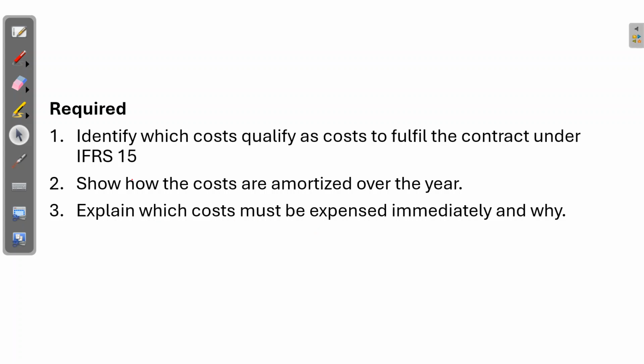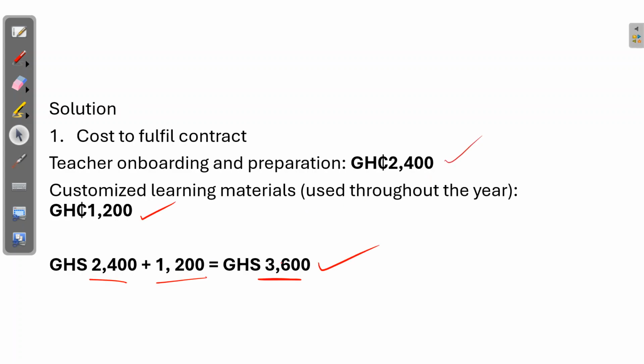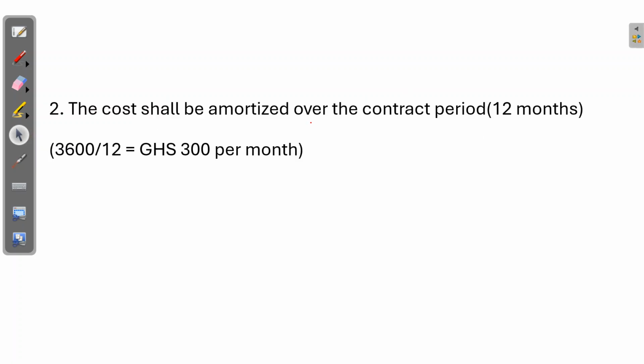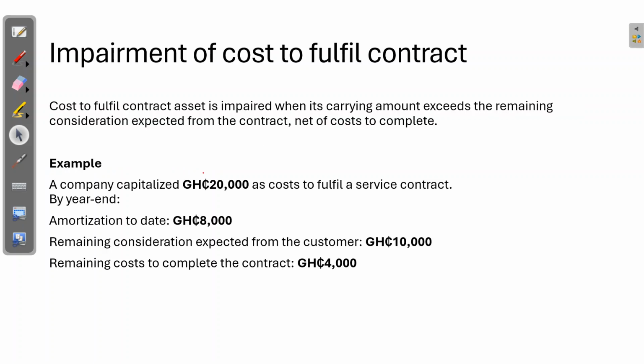Number two, show how the costs are amortized over the year. So we are going to capitalize this 3,600, but we need to amortize it over the contract period, which is 1 year, which is 12 months. So we just have to divide it. We divide the cost to fulfill the contract by 12. So we are going to amortize this amount by 300 per month.